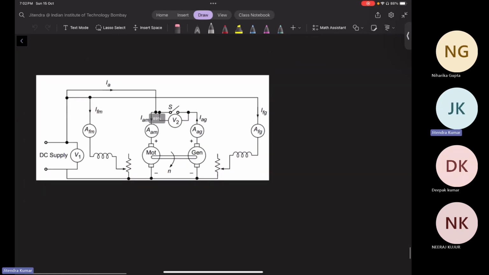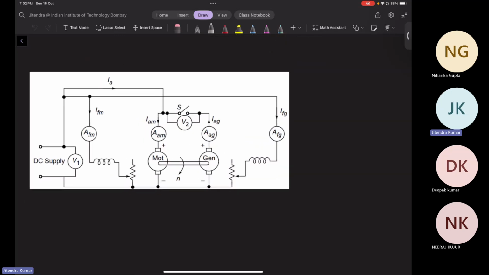So this is the circuit of the Hopkinson test. Here, this is the variable field resistance of the motor, and this is the variable field resistance of the generator. Now, a DC supply is providing field current to the motor and field current to the generator. I hope you are able to see. And armature current will be going directly to the motor. This is the motor.